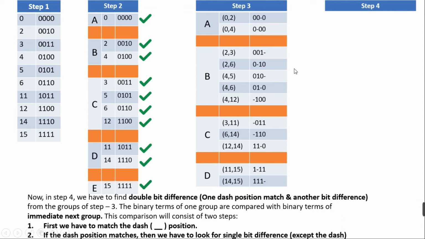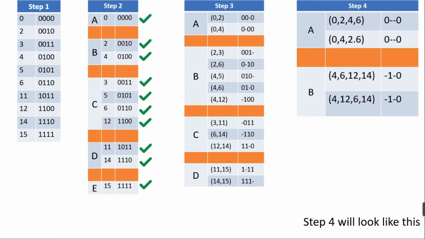Let me show you an example so that it is clear. Let's say we compare 0 2 of the first group with the pair 4 6 in group B. If we compare 0 2 with 4 6, you can see the dash position matches. For 0 2, the dash is at the third place if we count from the left, and for 4 6 the dash is also at the third place. So the dash position definitely matches. Since it matches, we consider the second condition, which says that if the dash position matches, then we need to find a single bit difference. The 0 2 pair is written in binary as 0 0 dash 0, and the 4 6 pair is written as 0 1 dash 0. At the second place from the left, we can see the difference: for 4 6 it is 1, and for the 0 2 pair it is 0.